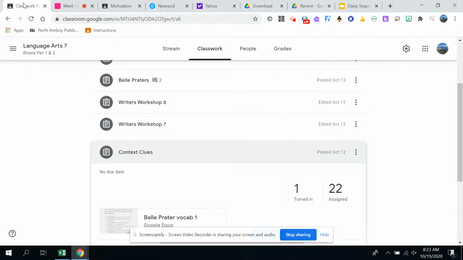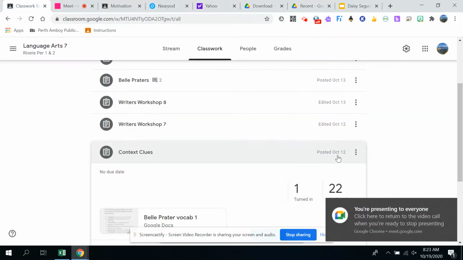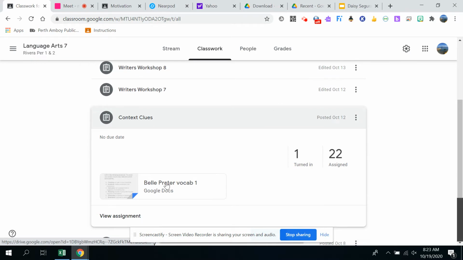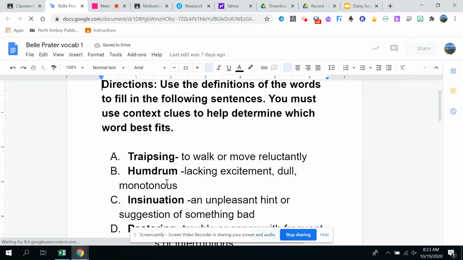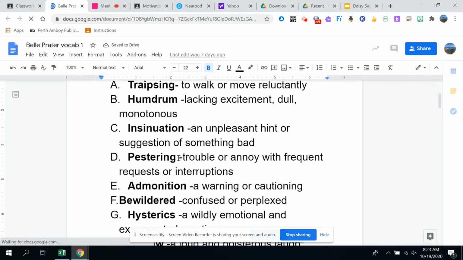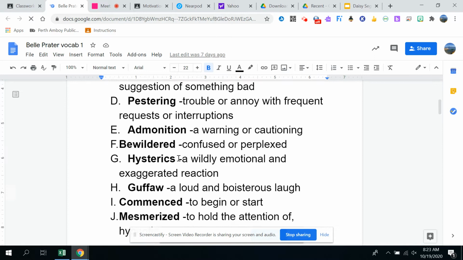Alright, so on whatever day this was, October 12th, sometime last week, might have been before, we worked on this vocabulary. I gave you guys all the definitions of these words. Okay, so they're all here. And then you had sentences.